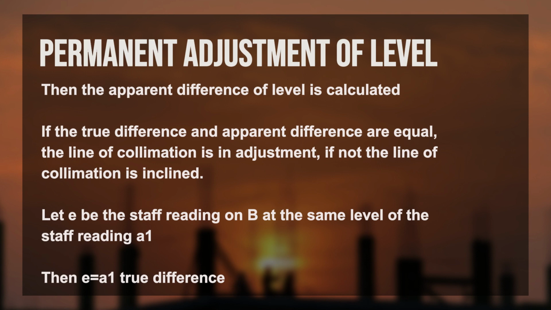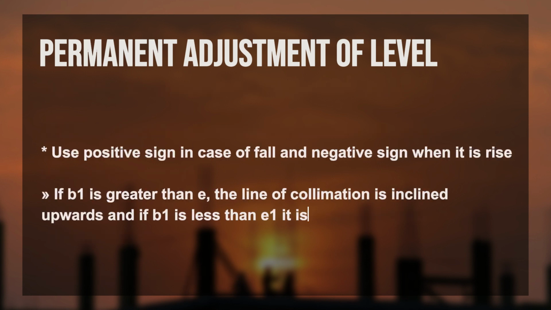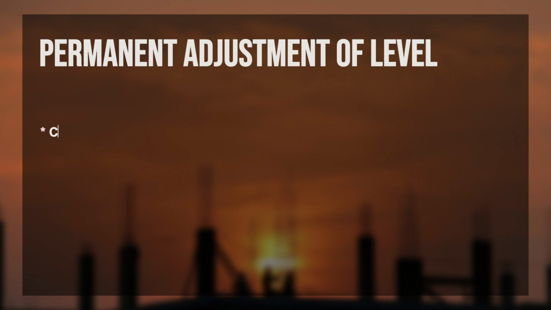Let small e be the staff reading on B at the same level as the staff reading A1. Then e minus A1 is the true difference. For this, use the positive sign in case of a fall and the negative sign when it is a rise. If B1 is greater than e, the line of collimation is inclined upward, and if B1 is less than e, it is inclined downward. So the collimation error is calculated in distance d.